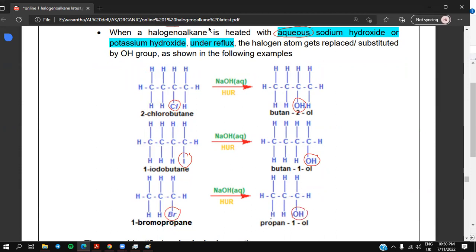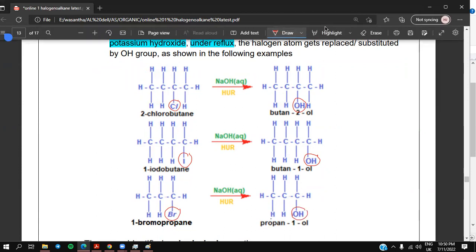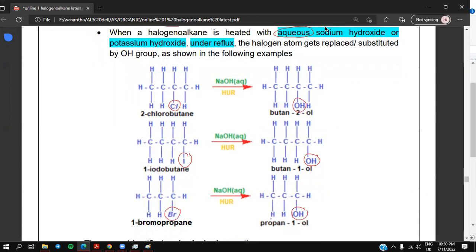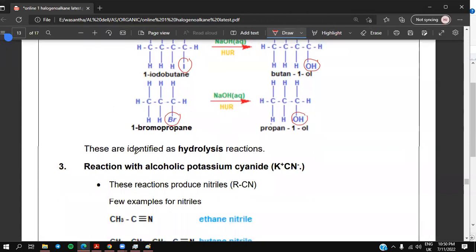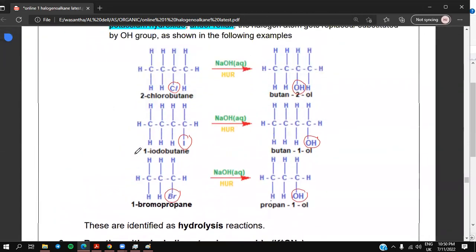These are all hydrolysis reactions. Sodium hydroxide, aqueous, heat and reflux. Same reagent, but when you use conditions differently, we get different products. These are identified as hydrolysis reactions.